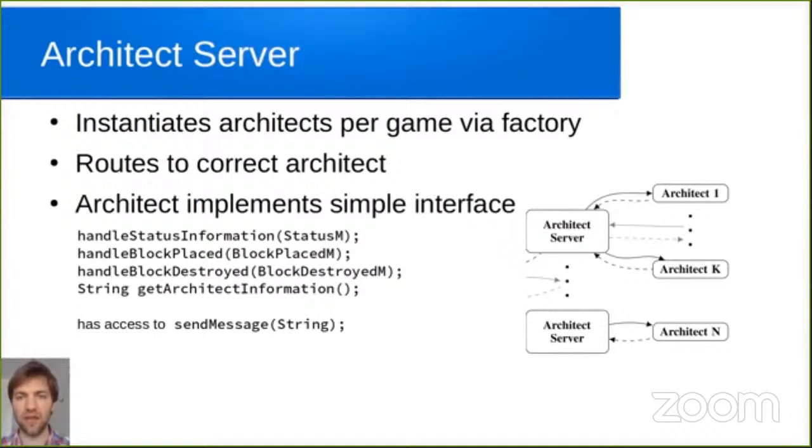The architect has access to a send message method, which is used to send instructions to the user. And the architect server and broker take care of all the routing for this message. And the architect does not need to care about the existence of several users on the same server.